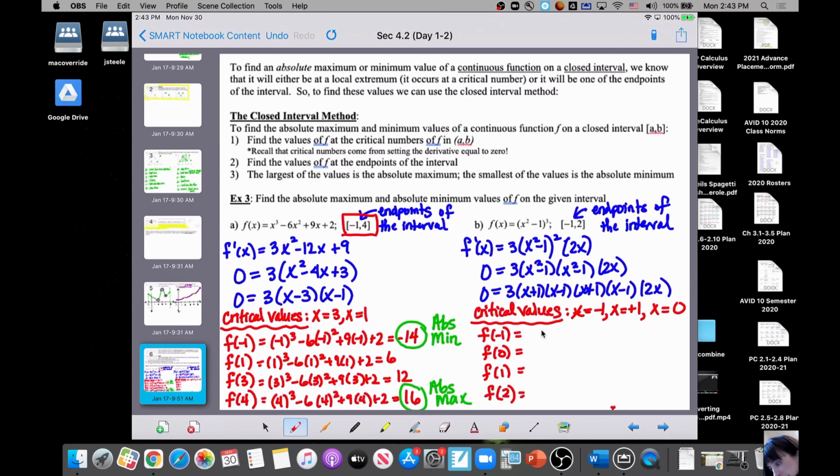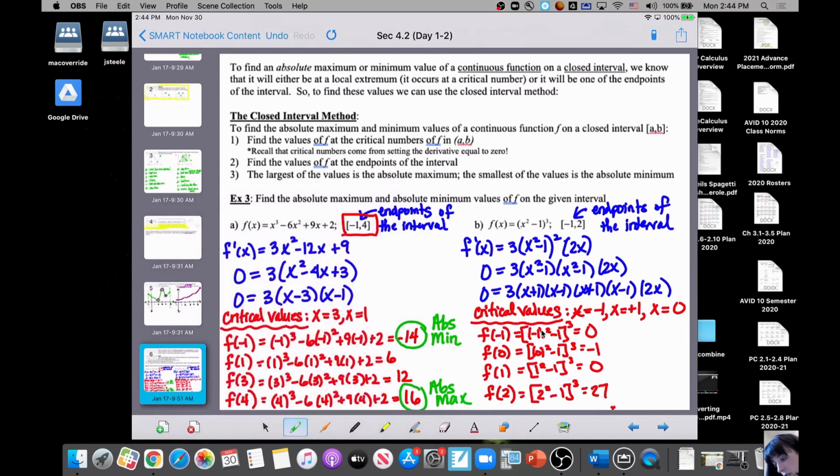And so when we plug these in, we get, let's see here, in the first one, we get -1 squared minus 1 cubed, which gives us 0. When we plug in 0, we get 0 squared minus 1 cubed, which gives us -1. When we plug in 1, we get 1 squared minus 1 cubed, which gives us 0 again. And when we plug in 2, we get 2 squared, which is 4, minus 1, which is 3, cubed, which is 27.